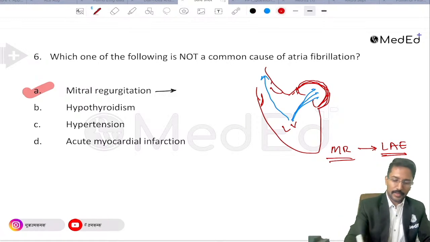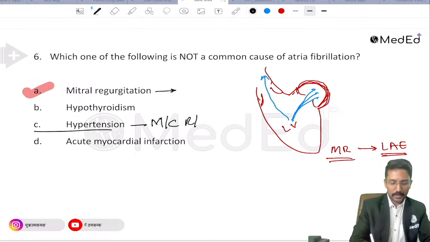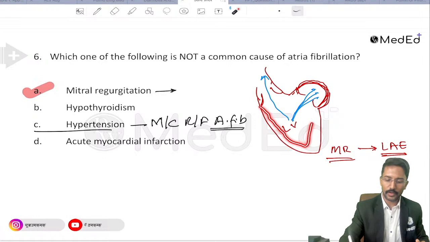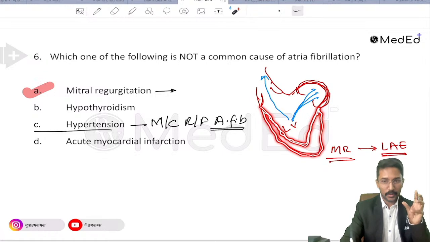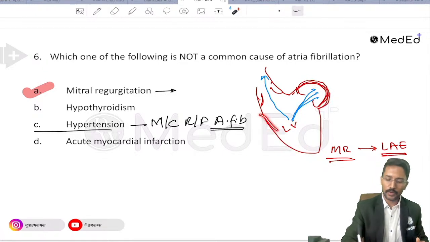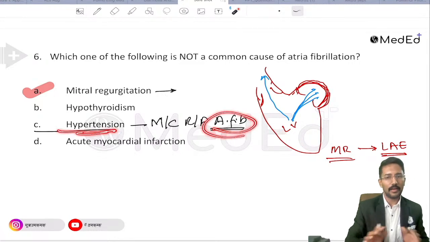Okay. Then can hypertension cause atrial fibrillation? The answer is big yes. Hypertension is the most common risk factor for atrial fibrillation. There are various hypotheses or mechanisms. A simple thing you can remember is that in hypertension, left ventricular hypertrophy develops. Once left ventricular hypertrophy develops, left ventricular relaxation is affected. So the emptying of blood from the left atrium to the left ventricle through the mitral valve is now impaired. So the left atrium will start slowly enlarging. So left ventricular hypertrophy can be a cause for left atrial enlargement, and thus hypertension can be a cause for atrial fibrillation.